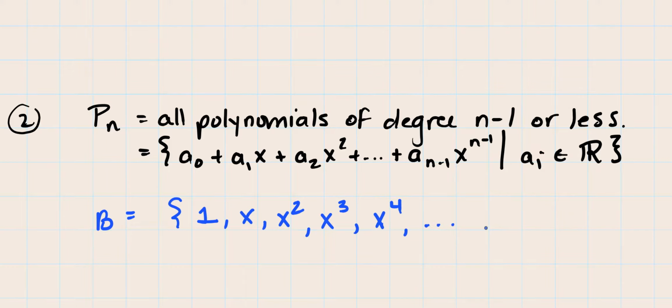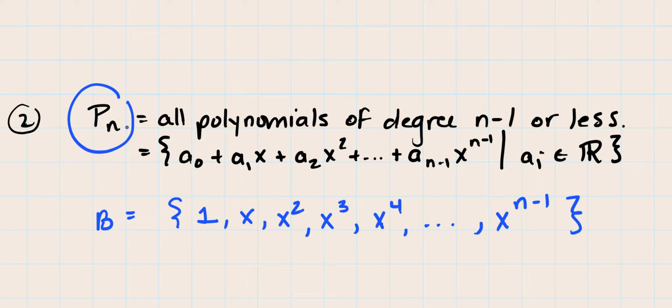X to the fourth, and so on until you get to x to the n minus 1. You can see that these vectors all belong to the space of all polynomials of degree n minus 1. We can see that they're linearly independent because you can't get x from 1. Remember that the only thing we multiply these vectors by are scalars, real numbers, so you're only going to multiply them by like a 10 or something. So there's no way to get an x here or x squared, so they're linearly independent.